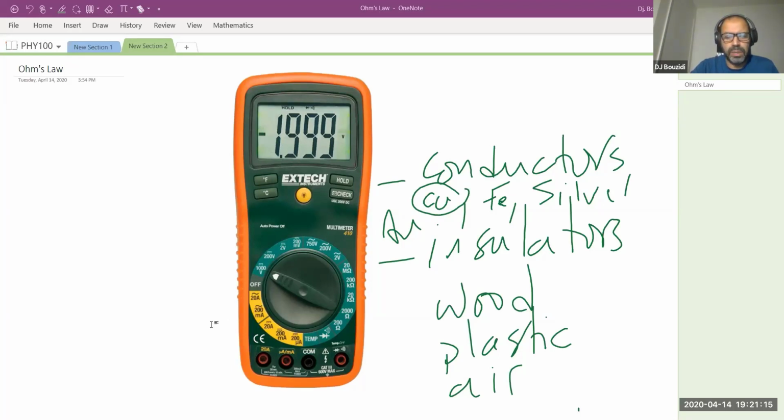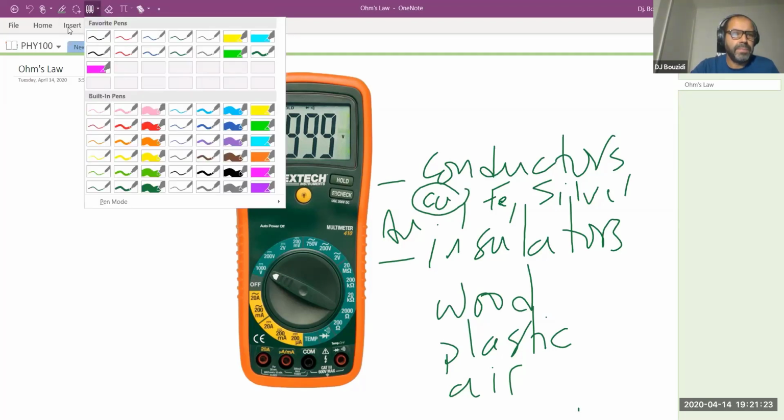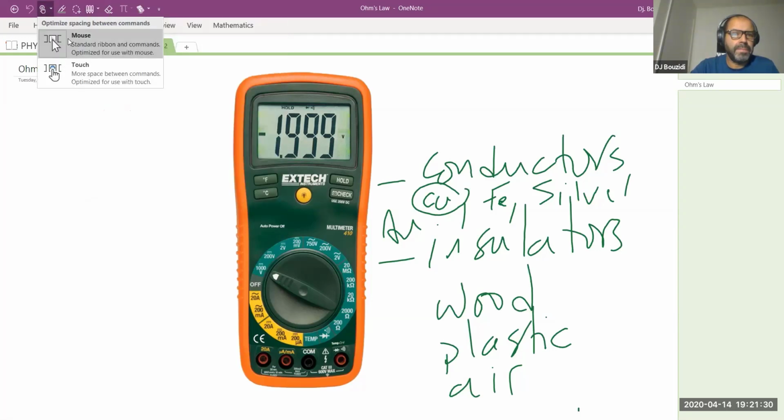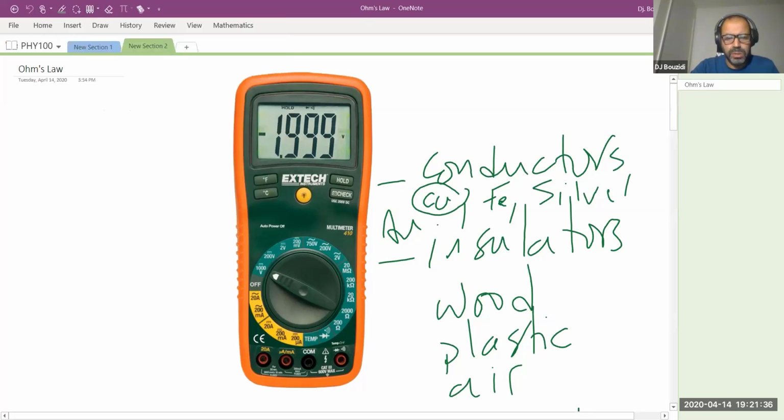I'm sorry. Probably I should use a big pointer in here. Let me see if I have a pointer. Somebody is saying that they don't see it. No, I'm sorry. Let me use the draw tool so that I can draw on top of this picture. Let me use a different color.